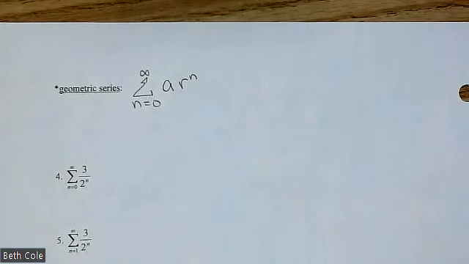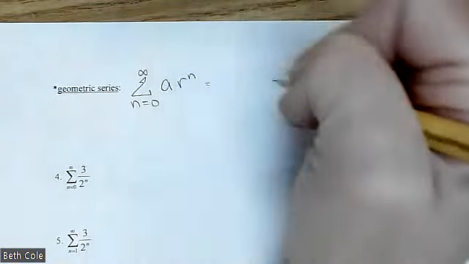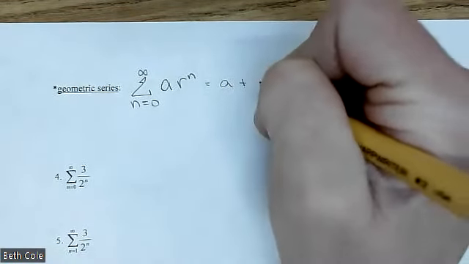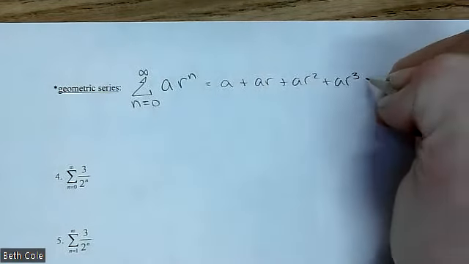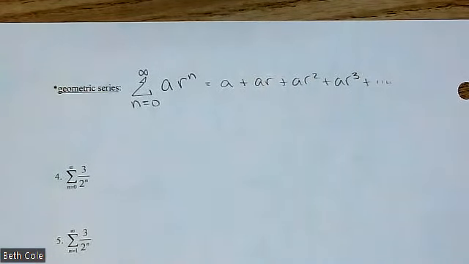A times r to the n. So this is one of the special ones that you have to be able to identify. When you list that out, it would be a plus ar squared plus ar cubed plus ... forever. A is what you start with, and you just keep multiplying by that r number to generate the pattern. So you just keep multiplying by r to continue the pattern.